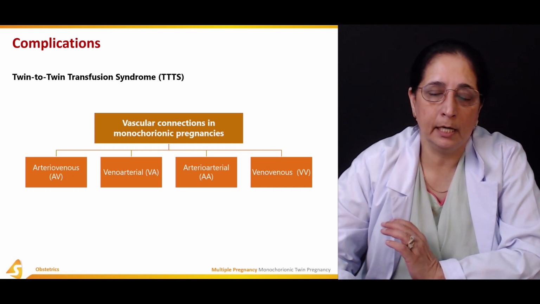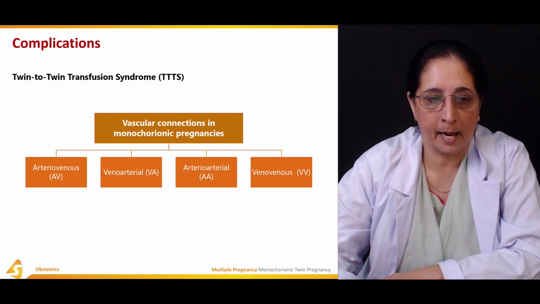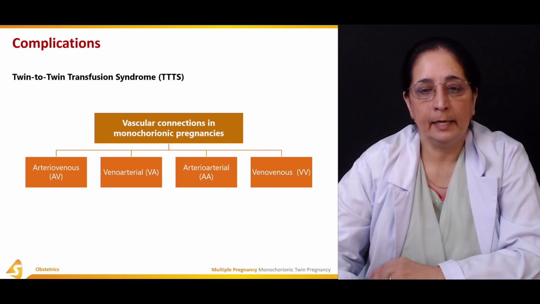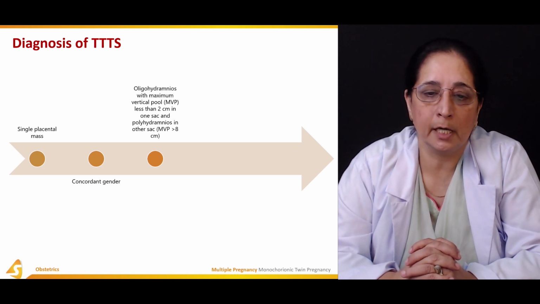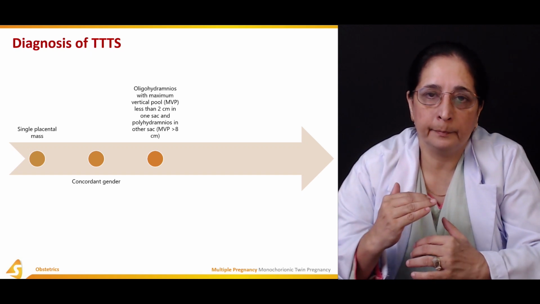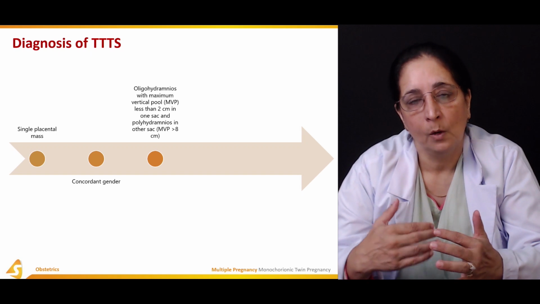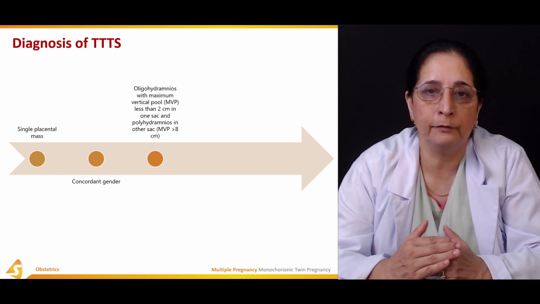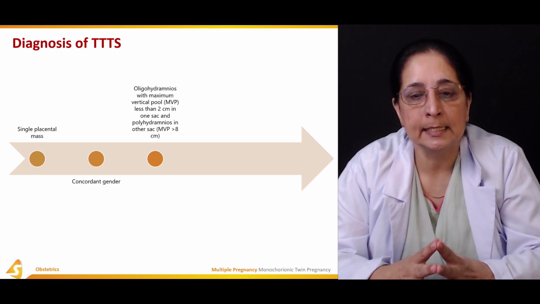How can we diagnose the transfusion syndrome? We have a single placenta mass because it's monochorionic, concordant gender, and then oligohydramnios with maximum vertical pool less than 2 centimeter in one sac, and polyhydramnios in the other sac. So in the diagnosis, the level of amniotic fluid is different in the two sacs. In one sac it's oligohydramnios, with the maximum level of amniotic fluid less than 2 centimeter, and in polyhydramnios it's more than 8 centimeter.